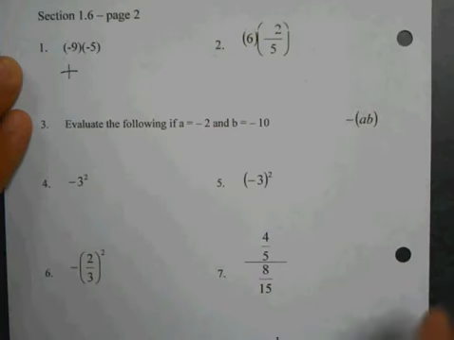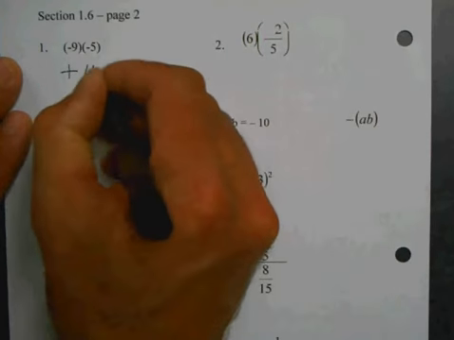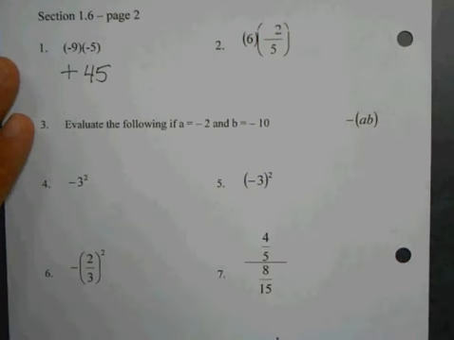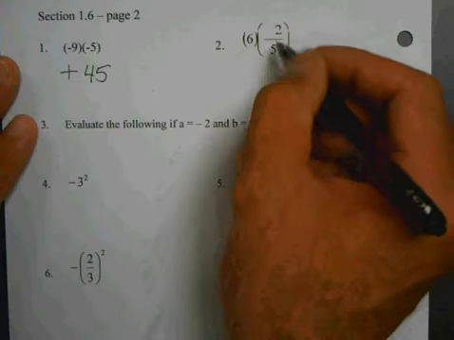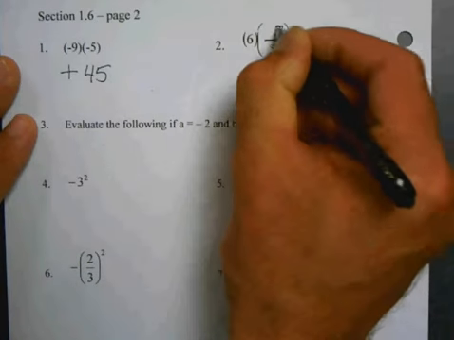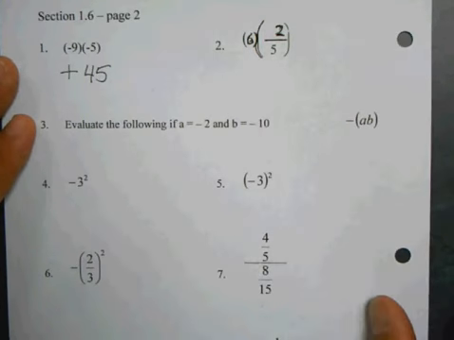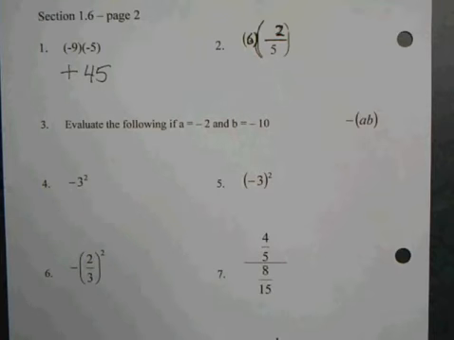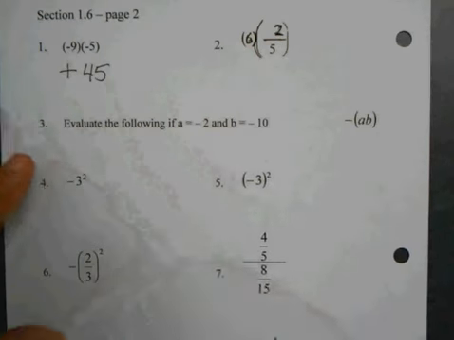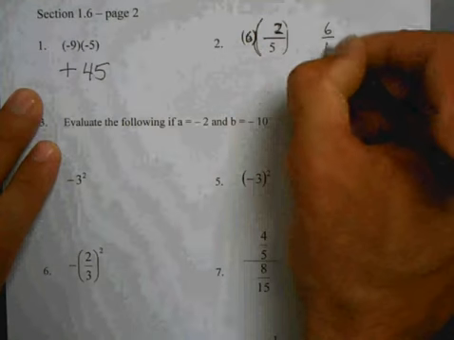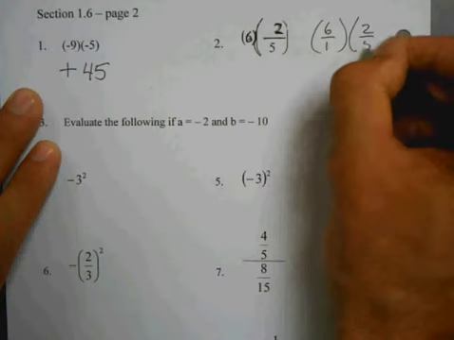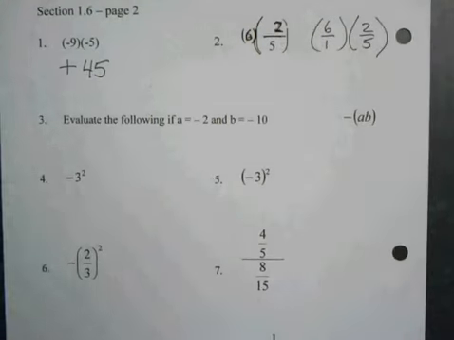Without a calculator, what's 9 times 5? 45. Second part. That's 2/5, and that's a 6. All right. When you have a whole number times a fraction, the easiest way to think about this is to rewrite both as fractions. Write the whole number as 6 over 1. And physically do it. Write it as 6 over 1, or whatever it is, over 1.